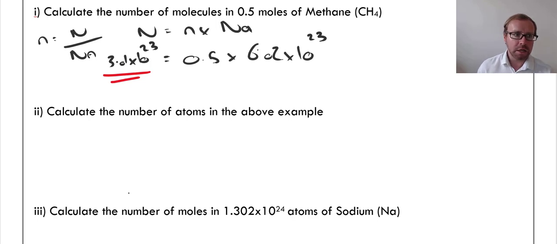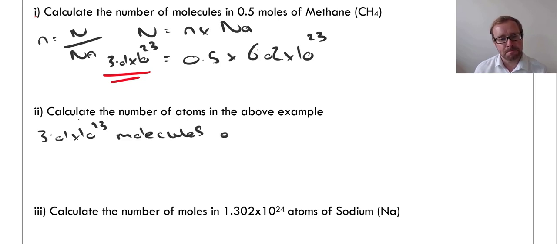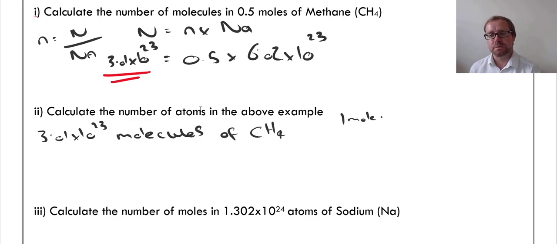Okay, so I know from the above example that I have 3.01 times 10 to the 23 molecules of CH4. However, I now have to calculate the number of atoms in this. We know that atoms and molecules are different. And I know, if I look at this, that one molecule of CH4, methane, contains how many atoms? It contains 1 carbon atom and 4 hydrogen atoms. So it contains 5 atoms.